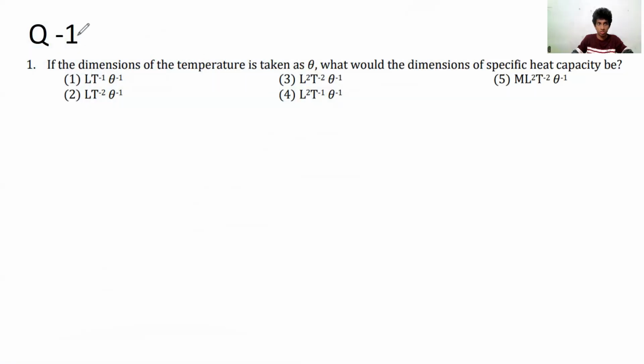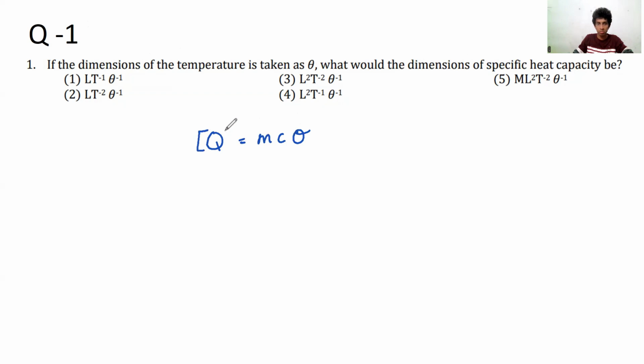Let's start with the first question. If the dimensions of the temperature is taken as theta, what would the dimensions of specific heat capacity be? So first of all, we should write the equation combining the specific heat capacity and the temperature. That is Q equals m c theta.